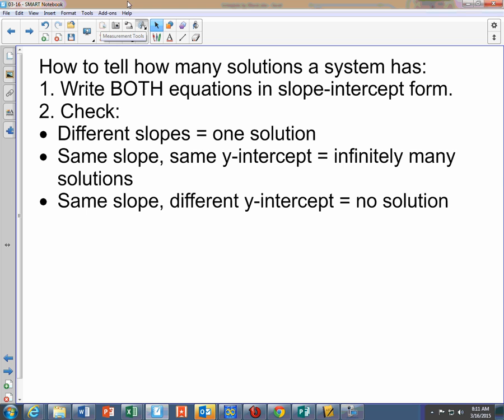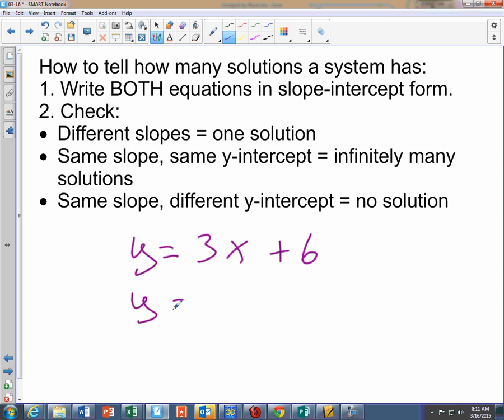Okay. So let me just give you an example that is already in slope-intercept form. Let's say I have y equals 3x plus 6 and y equals negative 3x plus 6. Are they already in slope-intercept form? Yes, they are. So what's the first thing I check for? Do they have different slopes? Yes. Good answer. So because they have different slopes, how many solutions will there be? One. Everybody okay with that?